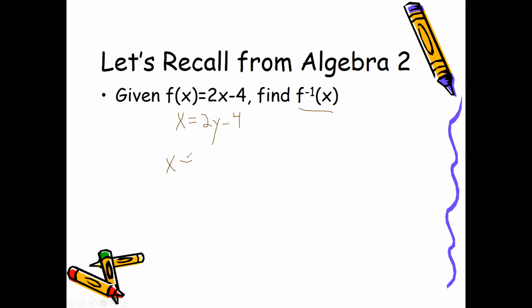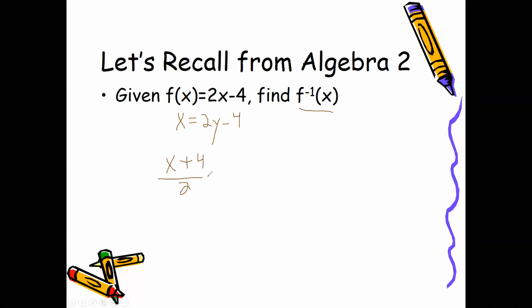So I'll add 4 to both sides, and then divide by 2, and that's what y is. So that's my inverse. So f to the negative 1 of x: whenever you see that negative 1 exponent on a function, it means the inverse of the original function. Since we switched x and y, if I take f and plug in 1 and get a y value, 2 times 1 is 2, minus 4 is negative 2.